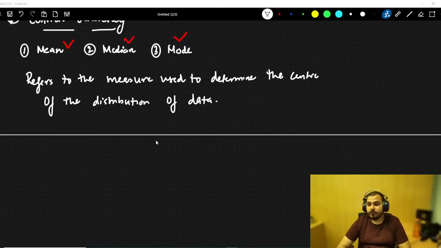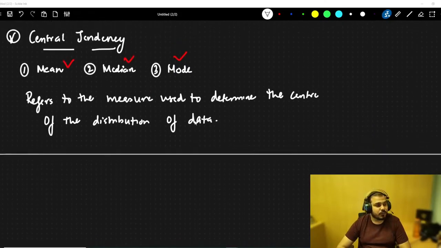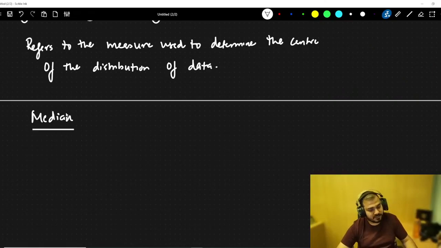So this was the part with respect to central tendency. Now let's go ahead and try to solve some problems. Obviously, I have given you a lot of examples with respect to mean, but now let's try to understand median. And why do we specifically use median?